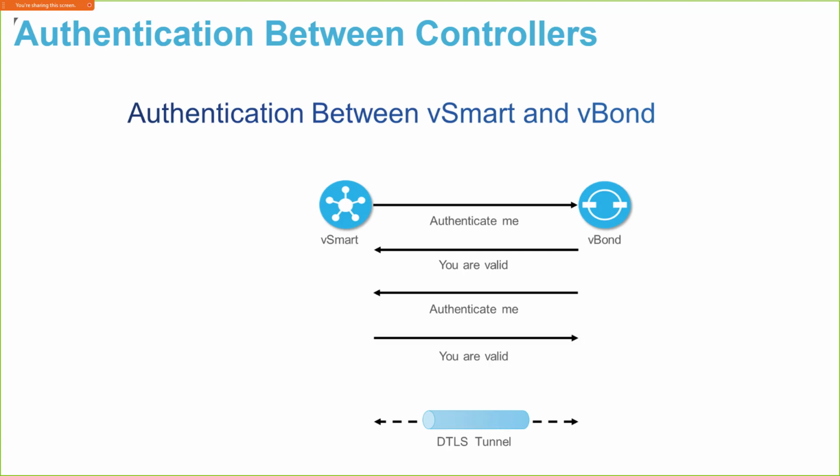The vSmart controller, which is the centralized brain of the entire viptela solution, is going to establish and maintain either a DTLS or a TLS connection to every other viptela device in the overlay network. That would mean the vEdge routers, the vBond orchestrator, and the vManage NMS or any other vSmart controller, right? I mean, there's four major pieces. We talked about this multiple times: vEdge devices, vSmart controller, vBond orchestrator, and the vManage NMS.